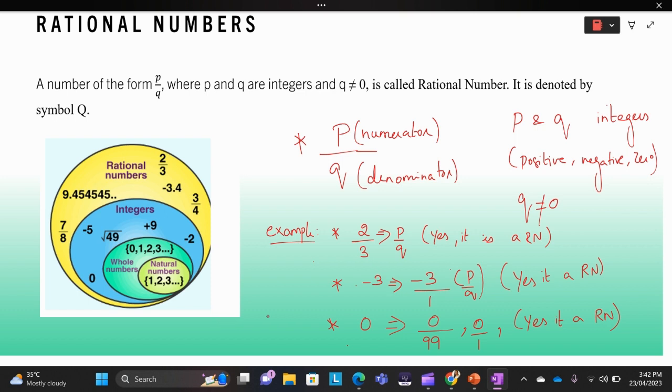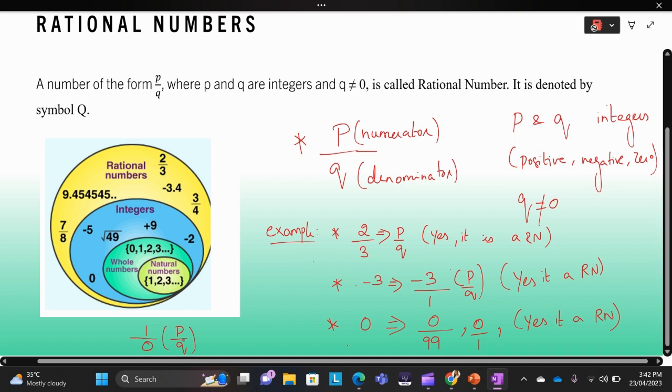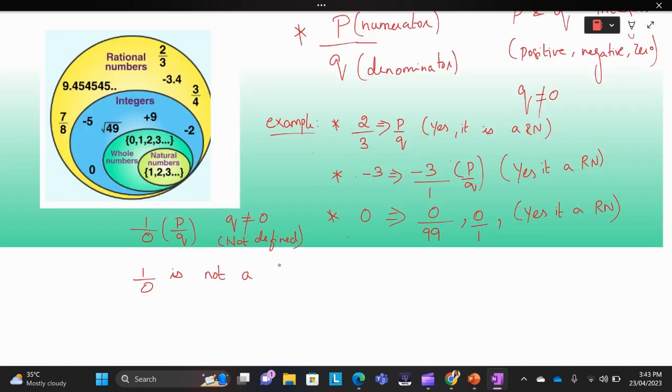What about 1 by 0? Is it a rational number? 1 by 0, if you compare with p by q, the numerator p is 1, but the denominator q is 0. But as per the definition, q shouldn't be equal to 0, isn't it? So it is not defined. 1 by 0 is not a rational number.